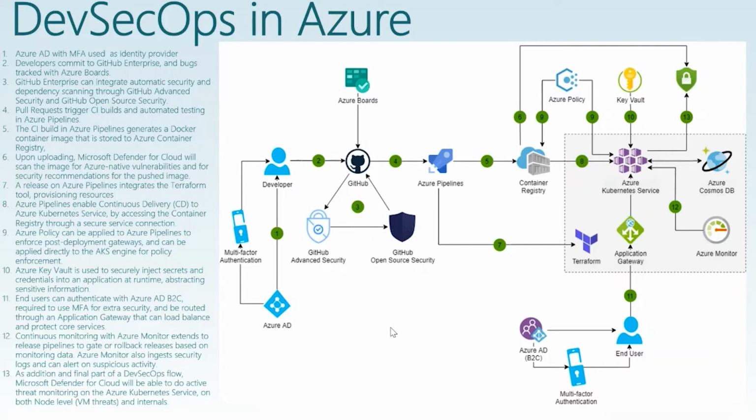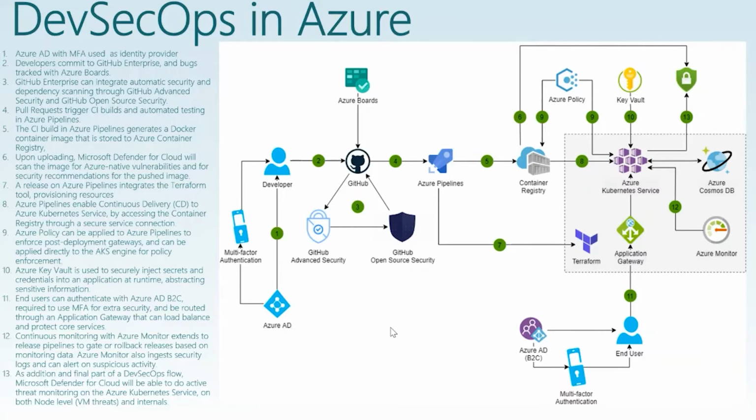Upon uploading, you've got Microsoft Defender for Cloud, which will scan the image for Azure native vulnerabilities and for security recommendations for the pushed image. So again, before your code's even pushed out into Azure, it's being scanned, it's being checked, it's being verified.